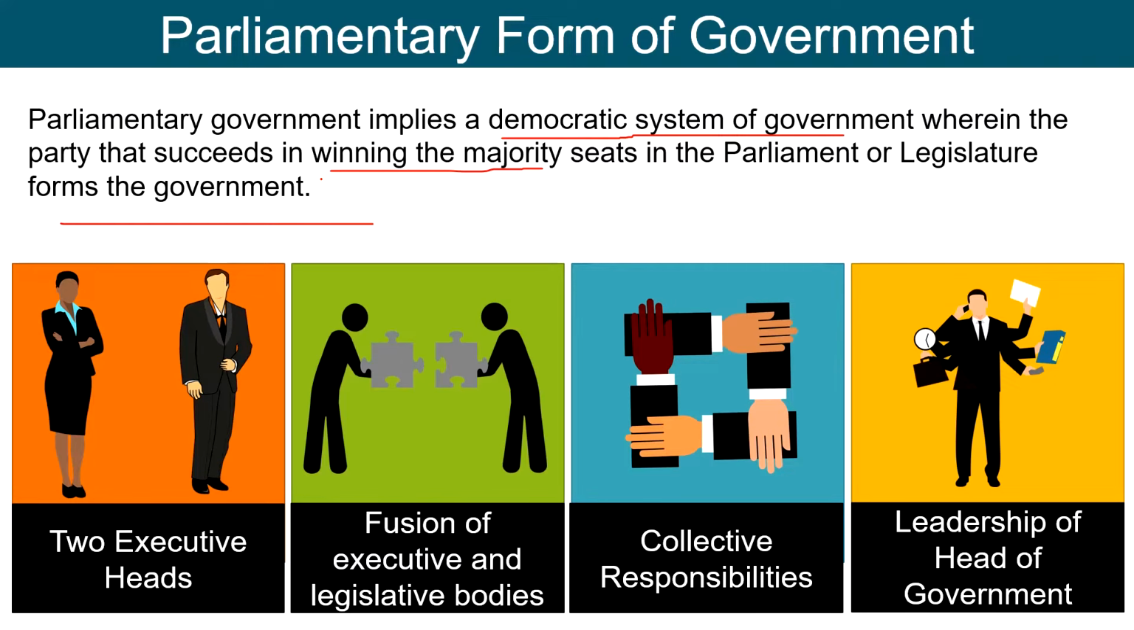Next, leadership of the head of the government. As already said, in a parliamentary form of government, the real power lies in the hands of the Prime Minister or Chancellors. On the advice of the Prime Minister, the President appoints the ministers and other high-ranking officials of the central government. He or she is the one who allocates or reshuffles portfolios among ministers. He has the power to dismiss ministers, dissolve legislature. He can also summon and prorogue parliament sessions.